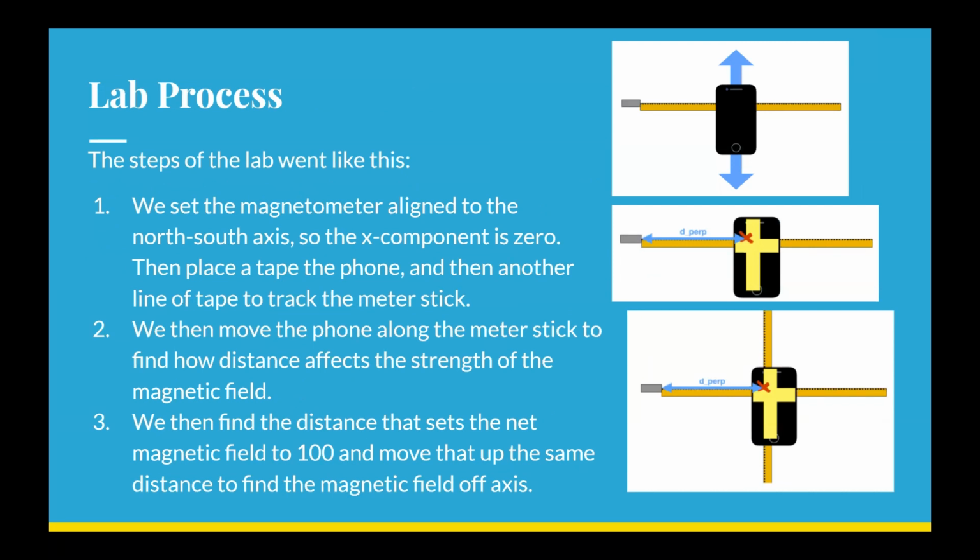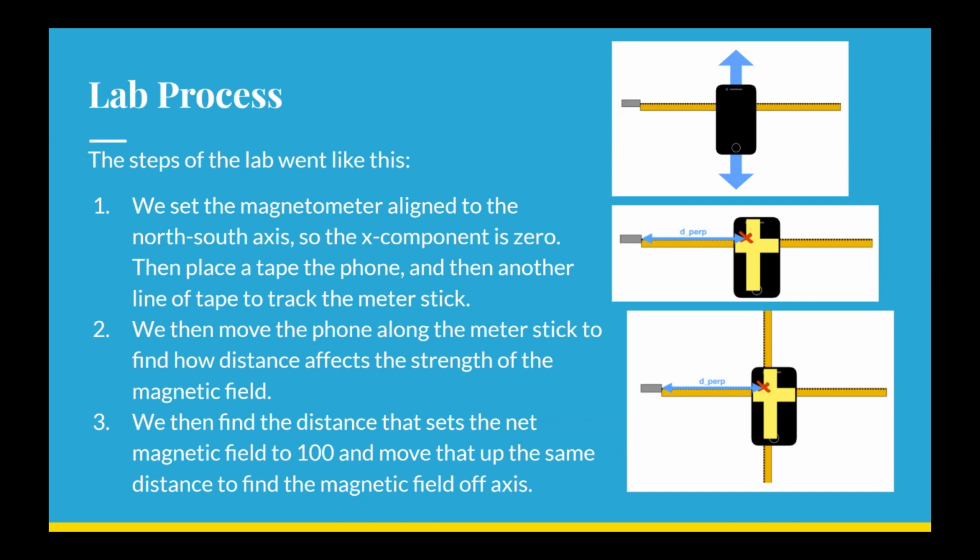And the steps to the lab went like this. We set the magnetometer aligned to the north and south axis. The north component is 0. And then we placed it on the meter stick and we placed a line of tape on it. And then we rotated it 90 degrees on another tape, so we'd always be proportional to the meter stick. And then we would move the phone along the meter stick to see how the distance of the magnet affects the magnetic fields.